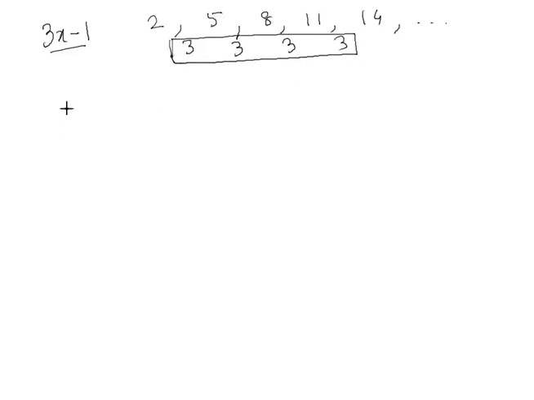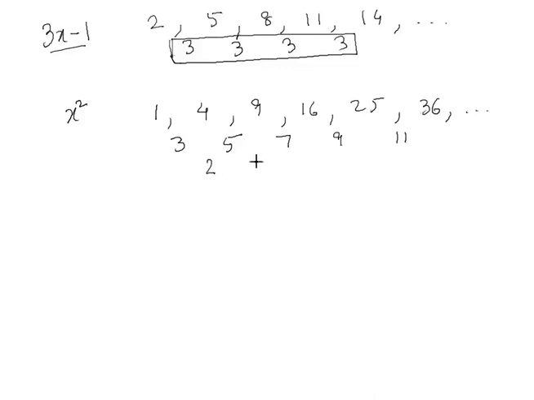Now let us take another series. As simple as this, x square. Let's take a square series or a quadratic series. So what you have is 1, 4, 9, 16, 25, 36, and so on, right? Now if you check the differences here, you have 3, 5, 7, 9, 11, and so on. Now these are not constant, but if you take the difference again, what do you get? 2, 2, 2, 2. That is constant, isn't it?